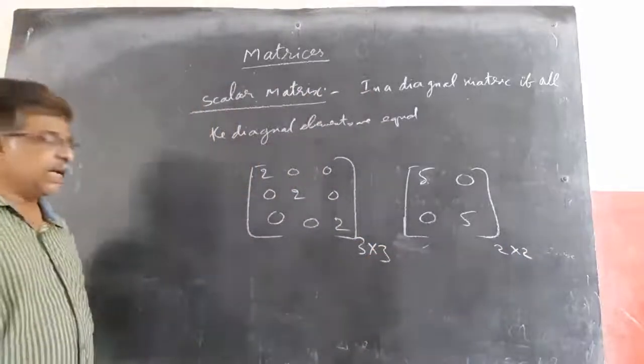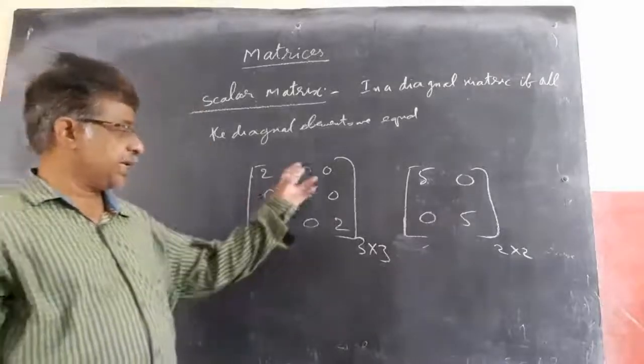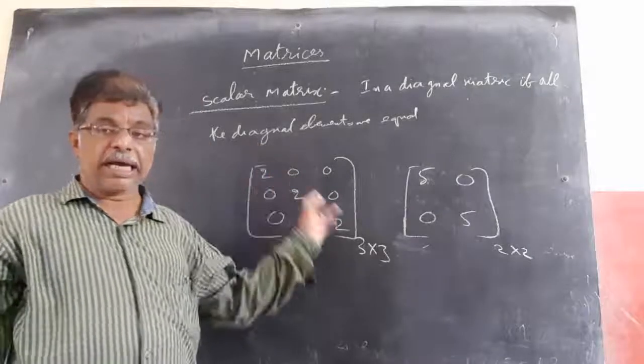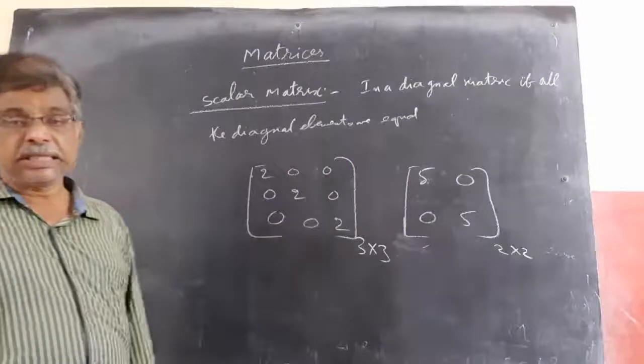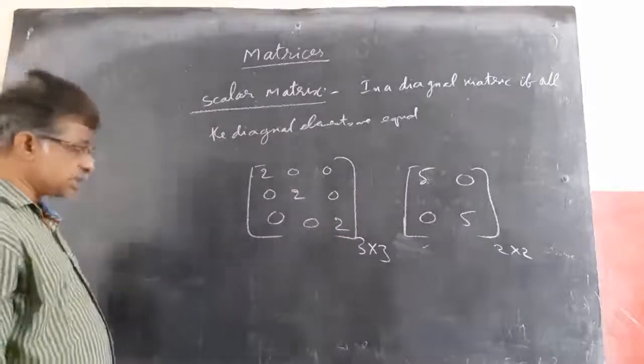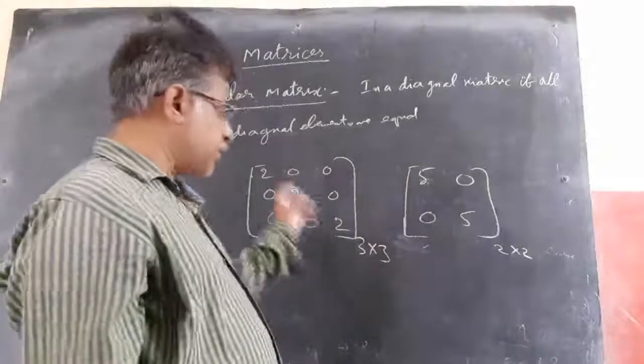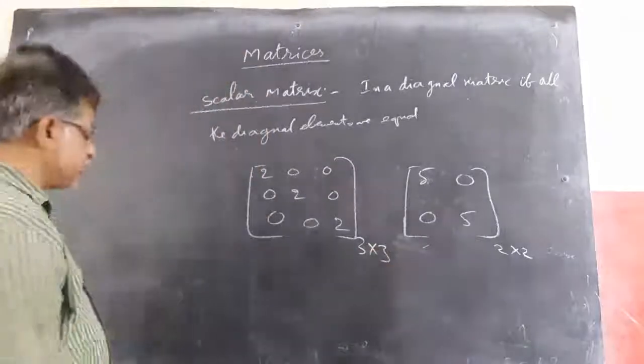So to become a scalar matrix, it should first be a diagonal matrix, meaning a square matrix where all the remaining elements are zeros, and all the diagonal elements should be the same. Then it is called a scalar matrix. Next, in a scalar matrix, if all the diagonal elements are 1, then it is called an identity matrix.